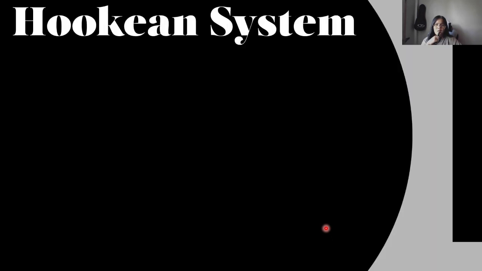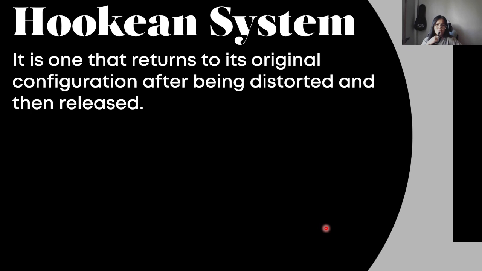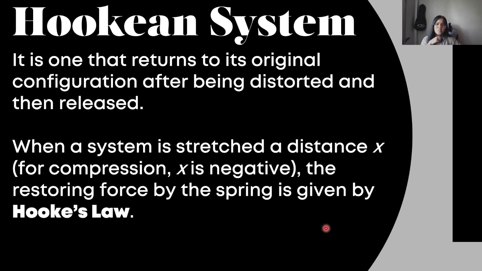And then we have Hookean system. It is one that returns to its original configuration after being distorted and then released. When a system is stretched a distance x, or kapag compression siya, negative x, the restoring force by the spring is given by Hooke's law.